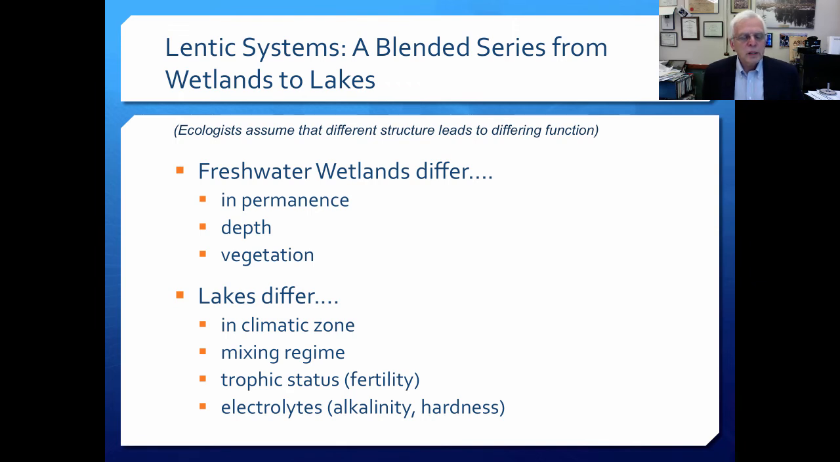They vary in depth a great deal, and they vary in vegetation. Lakes, on the other hand, we usually distinguish from each other based on climatic zone, mixing regime, and trophic status. Trophic status here again means fertility, and the amount of electrolytes, or alkalinity, or salinity, or water hardness in those systems. So ecologists assume that different structure leads to differing function, and that's why we pay close attention to the structure of the diverse kinds of lakes and wetlands.